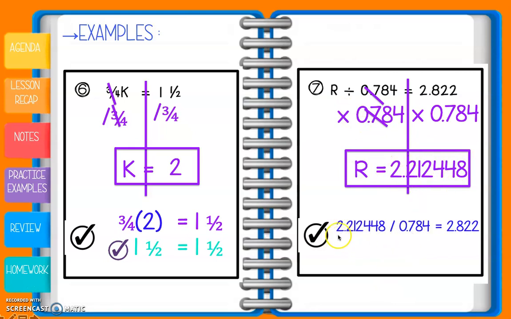So if we put this in our calculator, 2.212448 divided by 0.784, we see that we get 2.822, which is exactly what we're supposed to get. So that tells us our solution of R equals 2.212448 is exactly right.